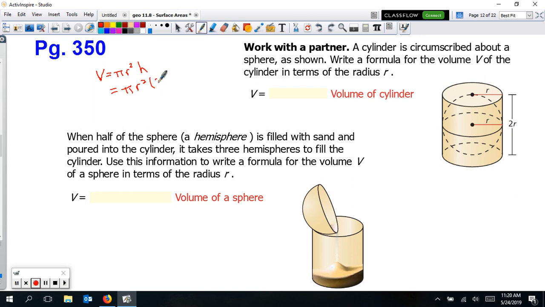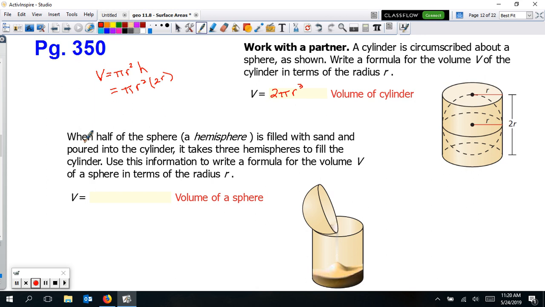So times 2r is our height. And now what we're going to see for this, when we say r times this r, it's r cubed. So we'll put the 2 up in front, and then pi, and then r to the 3rd power. So that would be the volume of the cylinder with the 2r being the height.